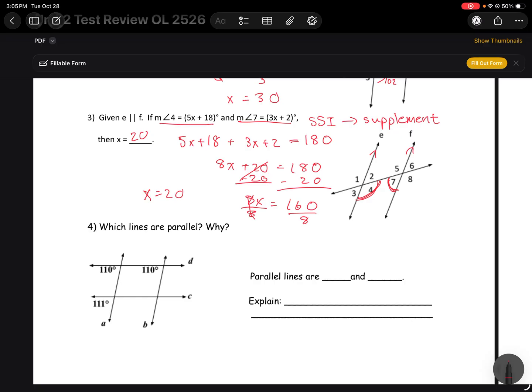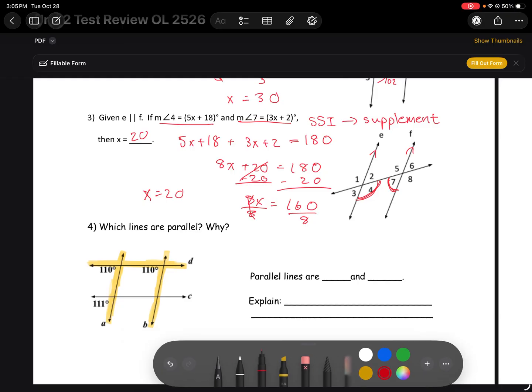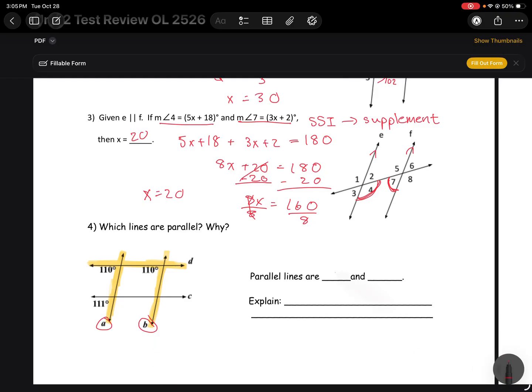Alright, number 4 asks which lines are parallel. So far, if I just highlight all of the angles that are the same, I have 110 degrees right here, 110 degrees right here. And then if I highlight the lines that they use, so 110 over here uses this line, 110 over here uses this line, and this line. The two lines that are highlighted that look like they're parallel to each other are A and B. So parallel lines are A and B.